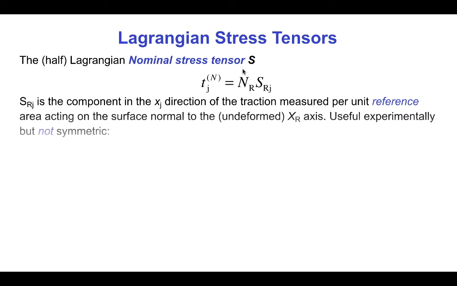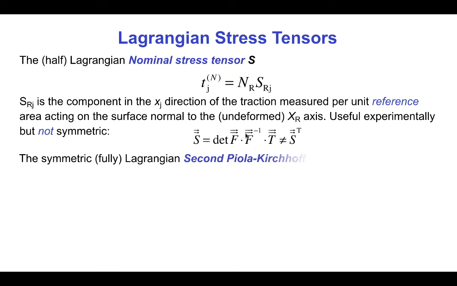We will not prove it, but it can be shown that S is related to the Cauchy stress T by det F, F inverse, T. And because of this F inverse here, we see a disadvantage of S is that S is not necessarily symmetric, because F and therefore F inverse are not necessarily symmetric. So this is inconvenient. If we convert both indices from deformed to undeformed coordinates, we arrive at the symmetric, fully Lagrangian, second Piola-Kirchhoff stress tensor P.